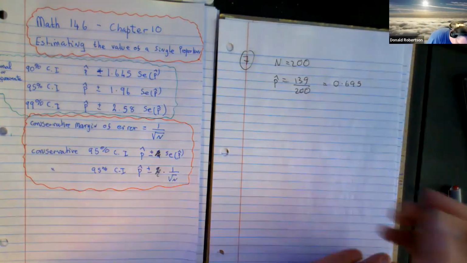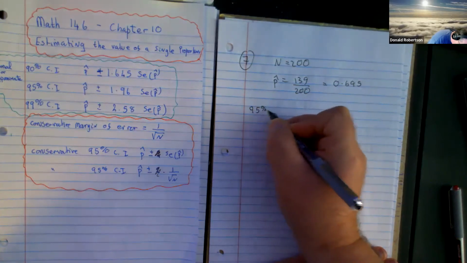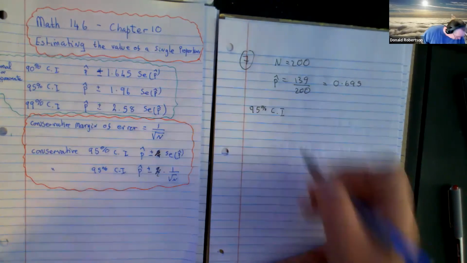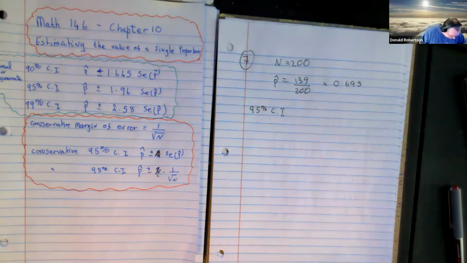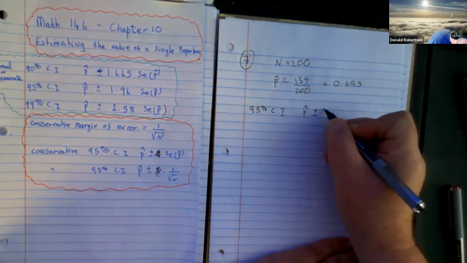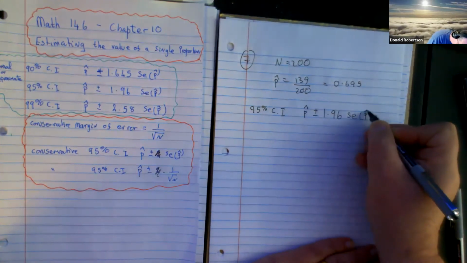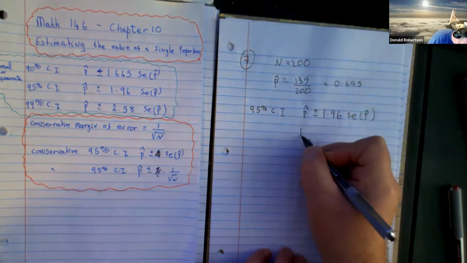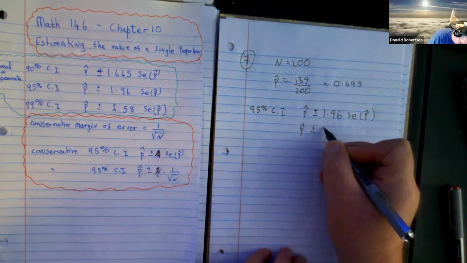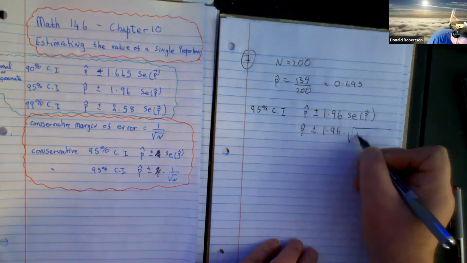And it's a pretty classic question. Find a 95% confidence interval. So it's good practice at just using our formula. It's p hat plus or minus 1.96 times the standard error. It's p hat plus or minus 1.96 the square root guy.